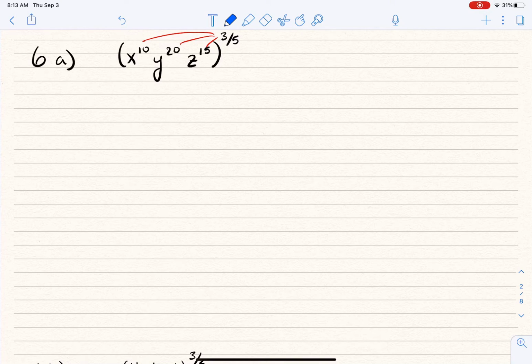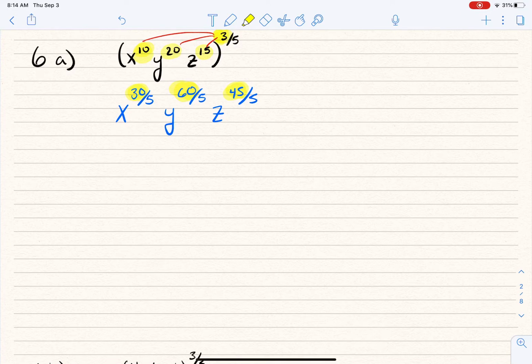So x to the 10th, as I multiply into a fraction, you multiply into the top, becomes x to the 30 over 5. All right, y to the 20th becomes y to the 60 over 5. And z to the 15th becomes z to the 45 over 5. And if you're wondering where I got these numbers, I'm just multiplying. 10 times 3 gives me 30, 20 times 3 gives me 60, and 15 times 3 gives me 45.